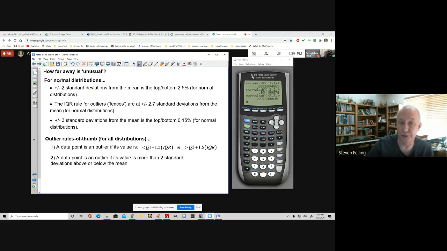So for normal distributions, if you're plus or minus 2 standard deviations away from the mean, you can consider something an outlier if you're further away than that. Or you can use the IQR rules: greater than Q3 plus 1.5 IQR, or less than Q1 minus 1.5 IQR. And in general, even if you don't have a normal distribution, this is the general rule we usually use. So it's safe to use the rules we established at first in the earlier chapters. That's the safest way to say if something is an outlier.